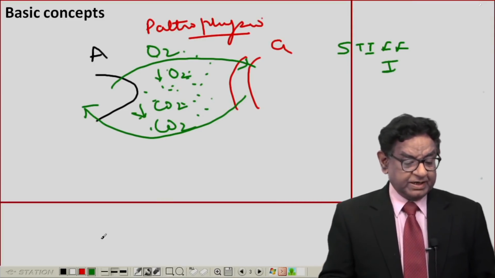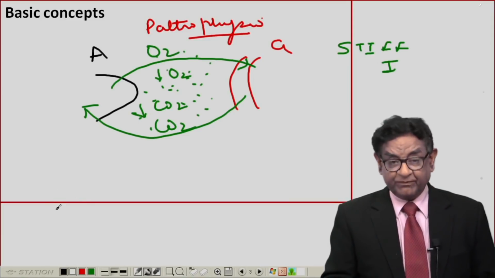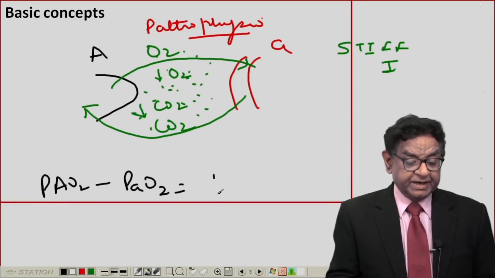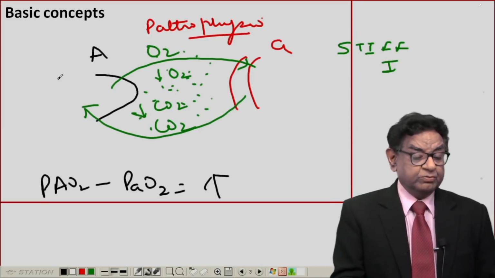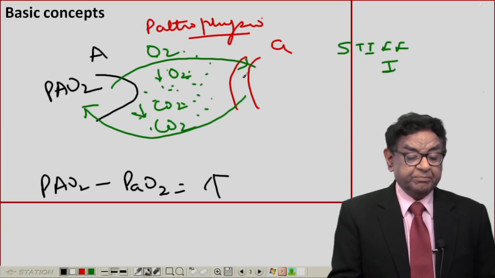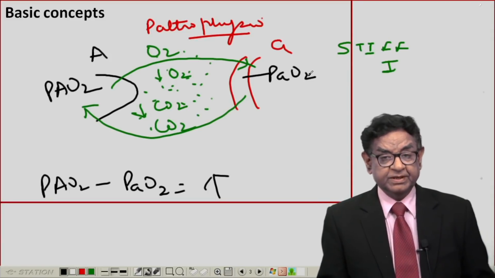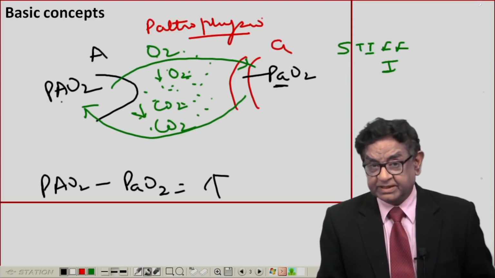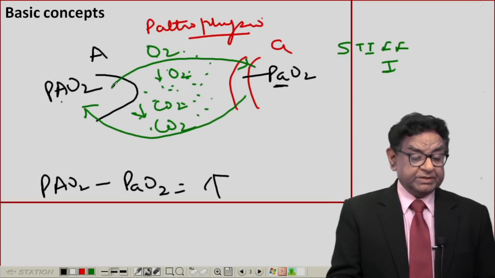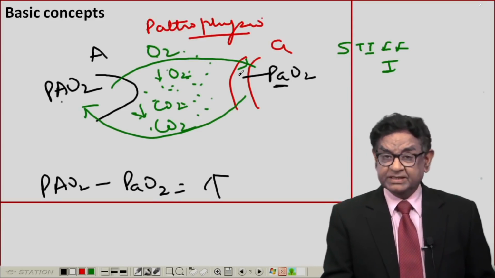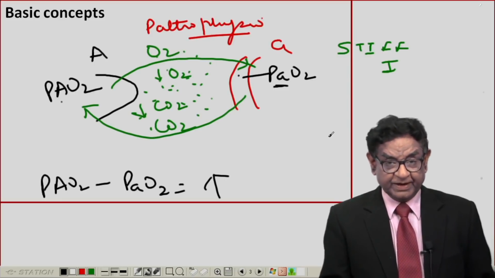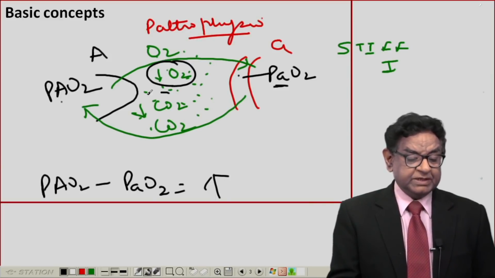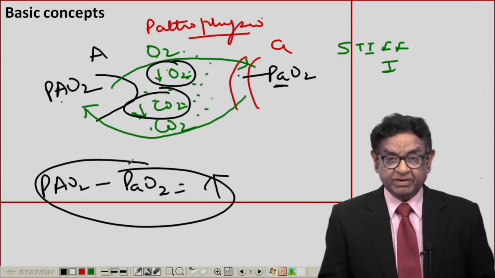Now one more thing I would like to discuss with you. In type 1 failure, the PAO2 minus PaO2 gradient is increased. PAO2 is here and PaO2 is here. That is the partial pressure of oxygen in the alveolus and the partial pressure of oxygen in the arteriole. Now this oxygen cannot go inside. That's why this gradient is increased in type 1 failure. So to nutshell, to revise, in this case hypoxia, hypocarbia and increased gradient will be here.